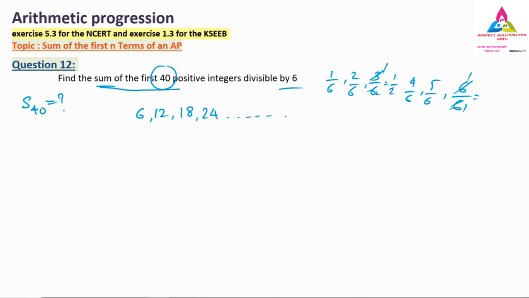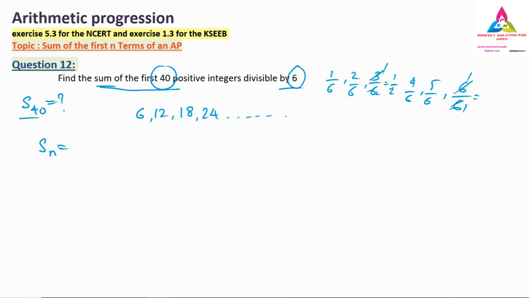If they have given the question as positive integers divisible by 10, instead of 6, what will the AP be? 10, 20, 30, 40, 50. Understood? Like this way you have to understand. Now it is easy, because S40, how to find the sum of the first 40 positive integers divisible by 6. So we will write down the formula.